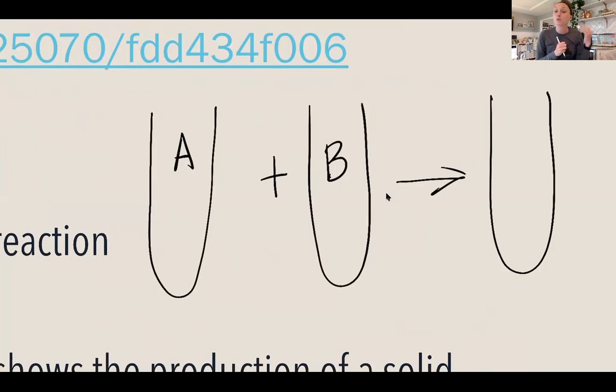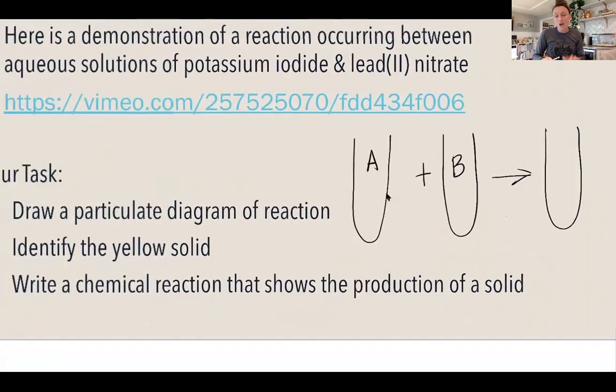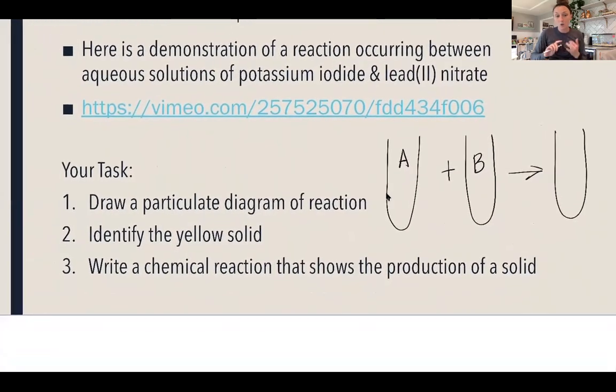And you can go back, you can rewatch that animation to get an idea of what types of things you should draw. You can go back in the notes when we drew some of those examples together, but draw me what's happening there. I also, under that, want you to identify what that yellow solid is. Tell me what the yellow solid is based on your knowledge of solubility rules and double replacement reactions. Identify what that yellow precipitate is and write me a chemical reaction that shows the production of the solid.